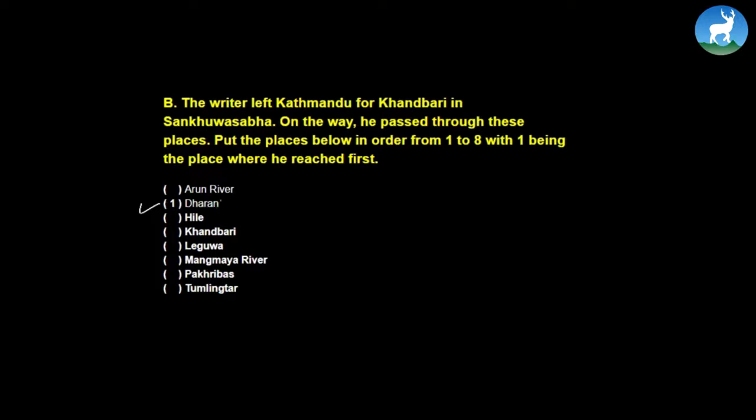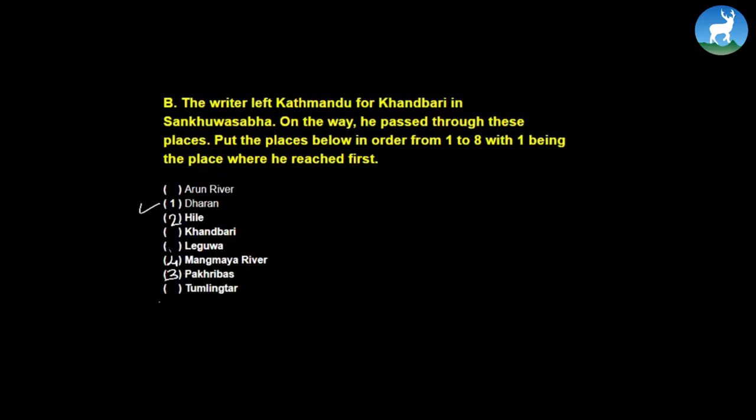So what do you think is the next place he came across as he traveled? Figure that out. Is it Arun River, Hile, Khandbari, Legua, Mangmaya River, Pakribas, or Tumlingtar? So from Dharan, he goes to Hile. Just mark that number 2. So to get the perfect order, read the passages again. You will have to read the passages, and as you read the passages, these places just come there in perfect order. So after Hile, he goes to Pakribas. So that's number 3. And then comes Mangmaya River. Number 4.